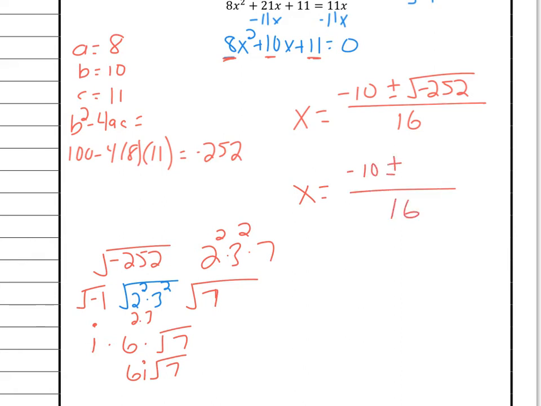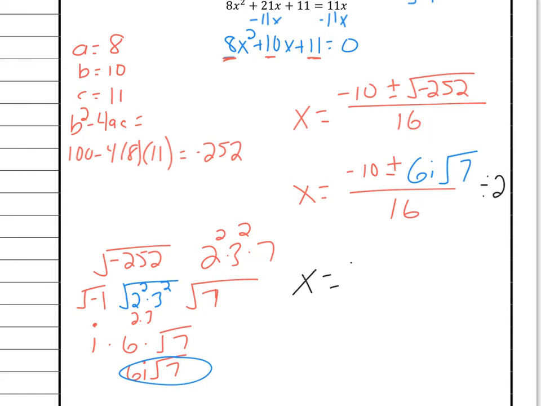So I'm going to make my substitution with the 6i root 7. And then ask myself, can I divide anything? Can I divide all of those numbers that I have there, the ones that aren't under the radical, by a number? I can divide 10, 6, and 16 all by the number 2. If I could divide by 4, I would. If I could divide by 8, I would. But 2 is the largest number that I can divide by. So I'm going to divide everything by 2.